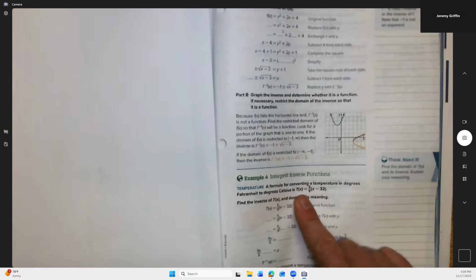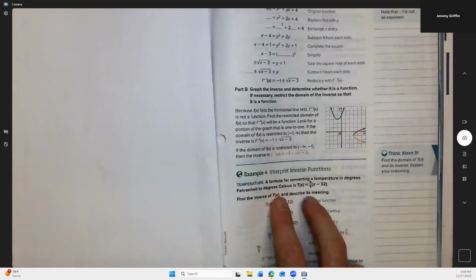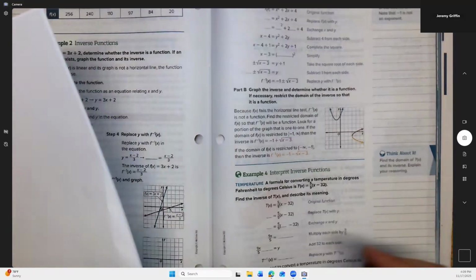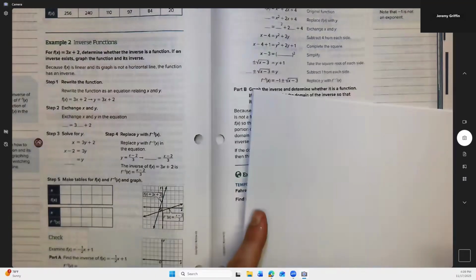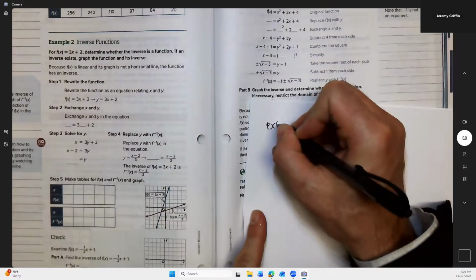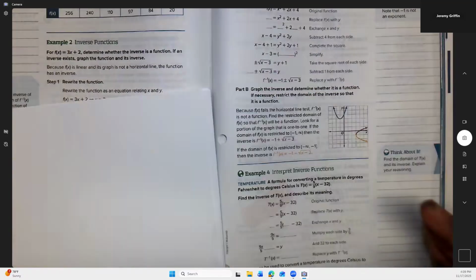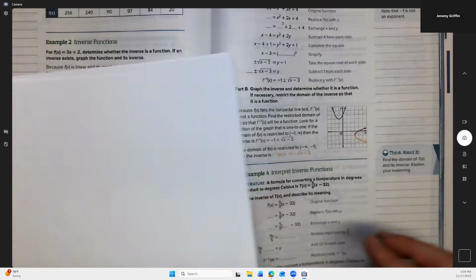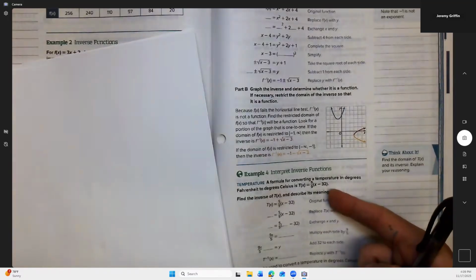Okay, example 4. Interpret inverse function. Okay, here's that Celsius Fahrenheit example that I was pointing out earlier. Right? So formula for converting temperature in Fahrenheit to Celsius. Say you're coming from a foreign country and you know how to think in terms of Celsius, and you come to the States. And they say, oh, the temperature is a nice like 76 degrees outside. You're like, wait, what? What does that mean?